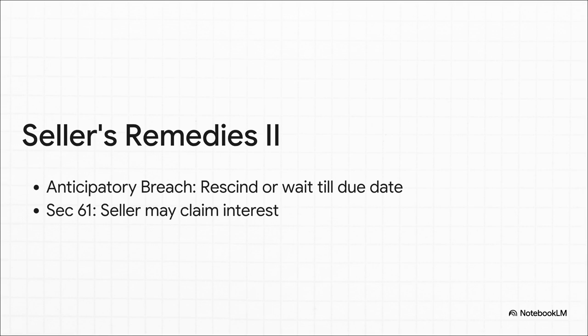Now, what exactly is anticipatory breach? It's when the buyer literally throws their hands up and cancels the contract before the delivery date even arrives. The law gives the seller a choice here. Accept that repudiation right now and sue for damages, or keep the contract alive until the due date at their own risk. And class, whatever you do, do not forget Section 61. Claiming interest under Section 61 acts as a critical secondary relief. Students always forget to mention it, but evaluators are actively looking for it to award you that extra mark.